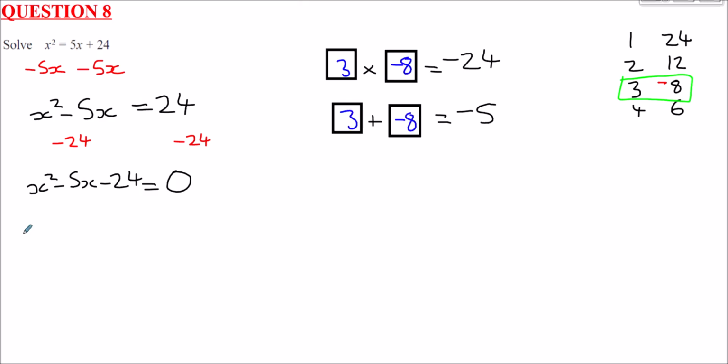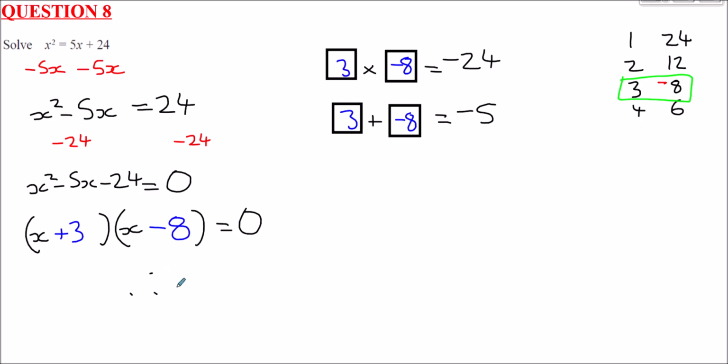Then all we need to do is put these values into brackets like so. To get x squared, we need to have an x in one bracket and an x in the other. So in one bracket we need a positive 3 and in the other minus 8. So one bracket times another gives us 0, that means one of these brackets has to be equal to 0 itself. Because the only way you get 0, if you're multiplying two values together, is if one of those values is 0. So maybe x plus 3 is 0.